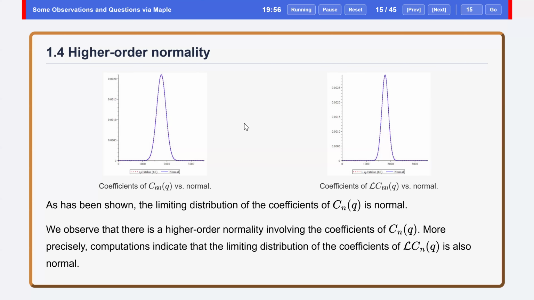And we have already considered the normal distribution of the coefficients, but now we have higher order normal distributions. If we consider coefficients b sub k, we still get the normal distribution. And we observe that there is a higher order normality involving the coefficients. More precisely, computation indicates that the limiting distribution of the coefficients p_k is also normal.